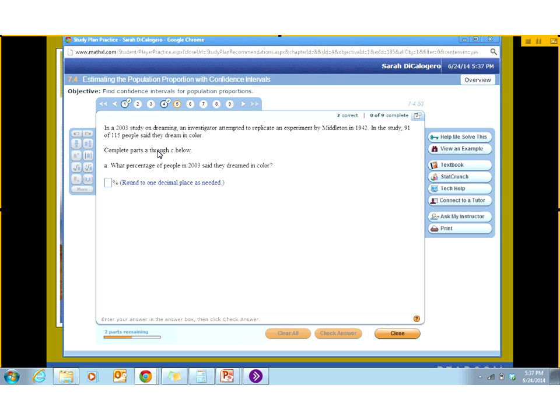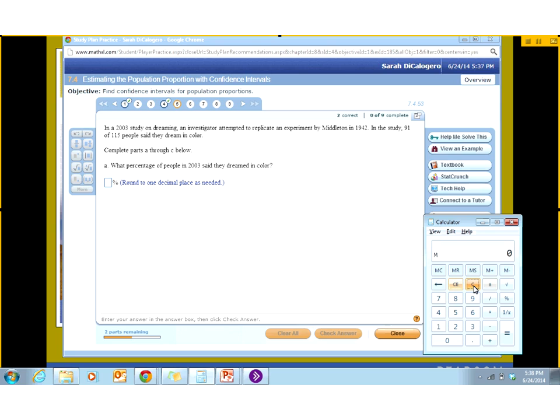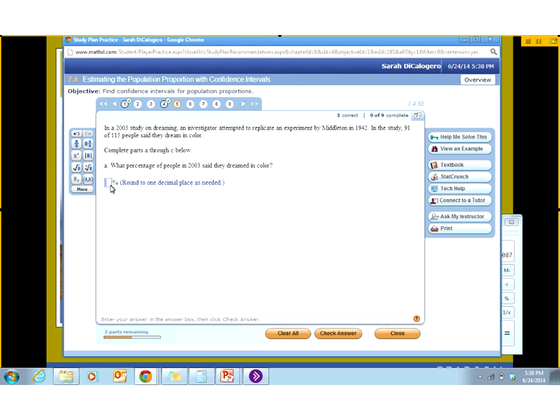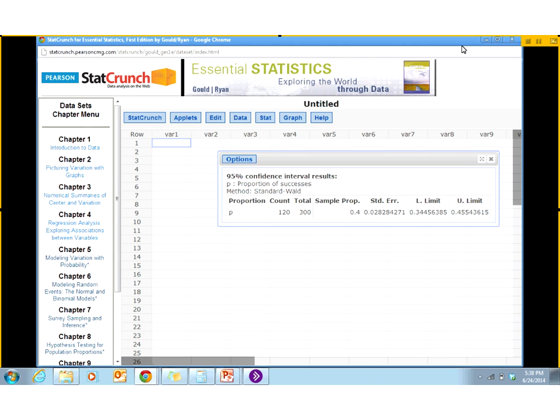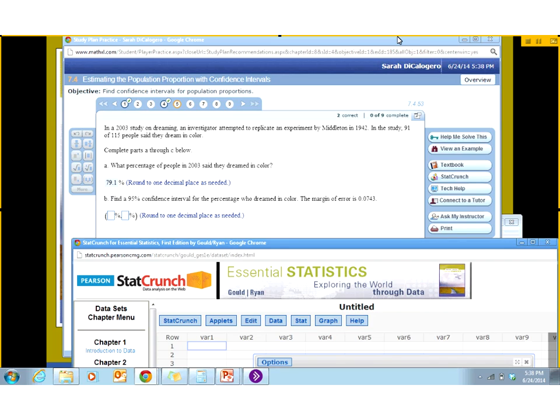Okay. I'm going to do one quick problem. Problem 5. In a 2003 study on dreaming, an investigator attempted to replicate an experiment by Middleton in 1942. In this study, 91 of 113 people said they dream in color. So if we want to find the proportion, 91 divided by 115, that's 0.791, so we need this as a percentage, 79.1%. To find the 95% confidence interval, we don't even need that because we can go right into StatCrunch.